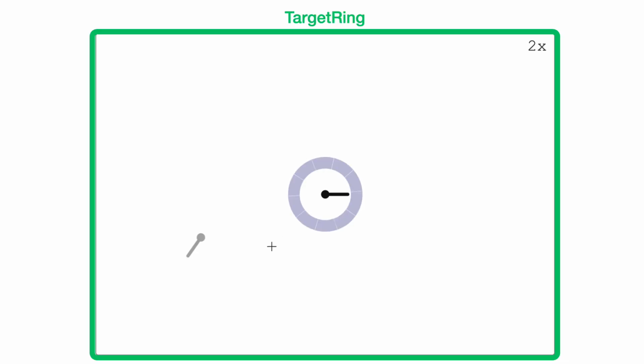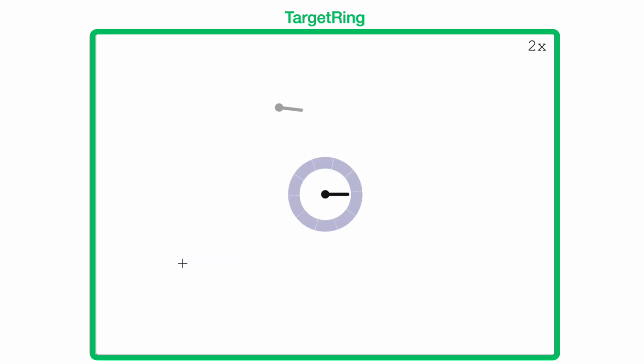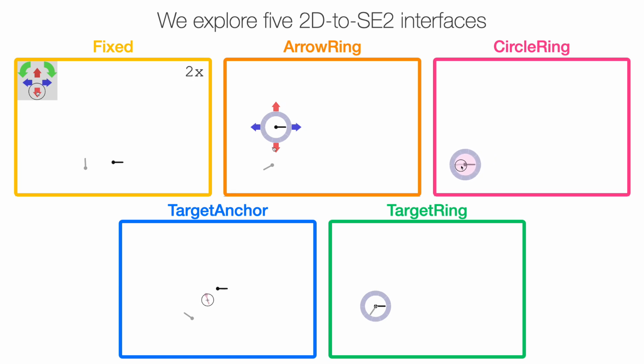the cursor. The last interface, target ring, is similar to target anchor. Clicking on the screen sets the location of the object, and clicking on the ring sets its rotation. So, these are the 5 different 2D to SE2 interfaces we explore.